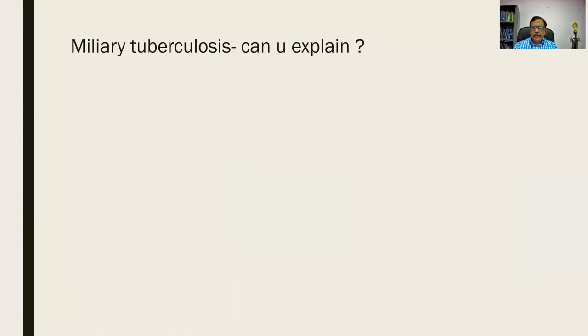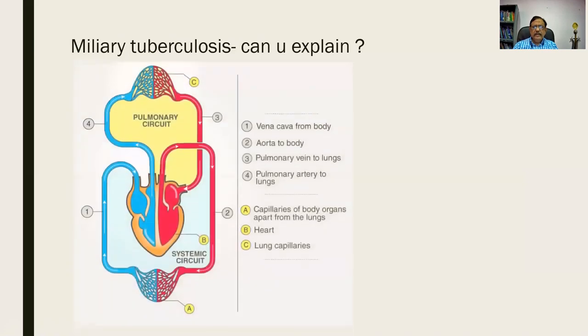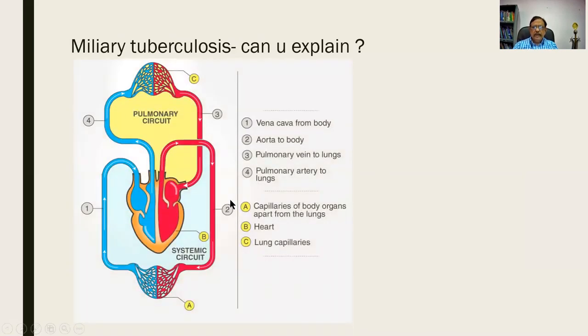So why do you get this miliary tuberculosis? What are the types of miliary tuberculosis? For that, I should be able to recollect the circulation. So this is a diagrammatic representation of the lung. So when there is going to be a lesion in the lung, these are the pulmonary veins. It goes to the left side of the heart, which is a systemic circulation. From the systemic circulation, it is an arterial circulation. It can go to any part of the body, including the lung. So this is called a systemic miliary because it enters the systemic circulation.